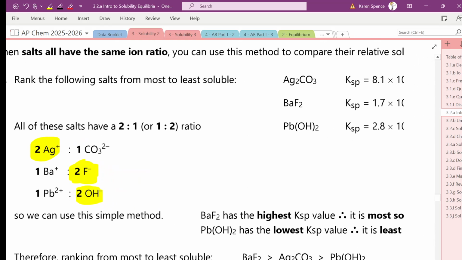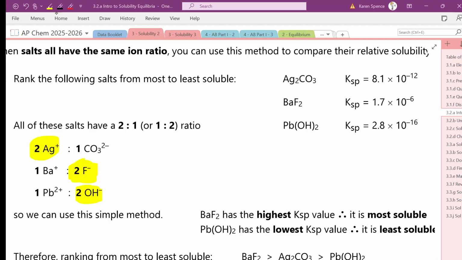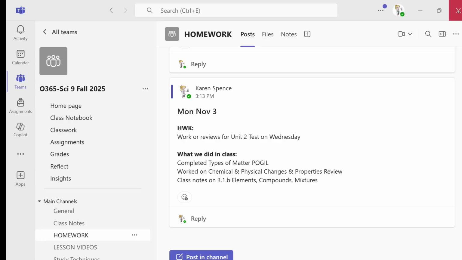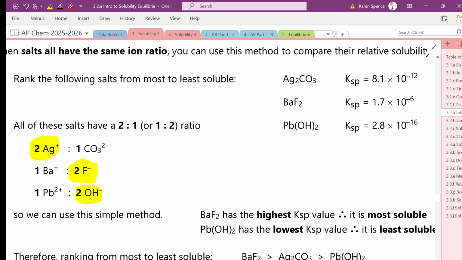Okay. What we have is what I call an A2B kind of salt, A2B solid. If we write the solubility equilibrium equation, what would I get as my product?